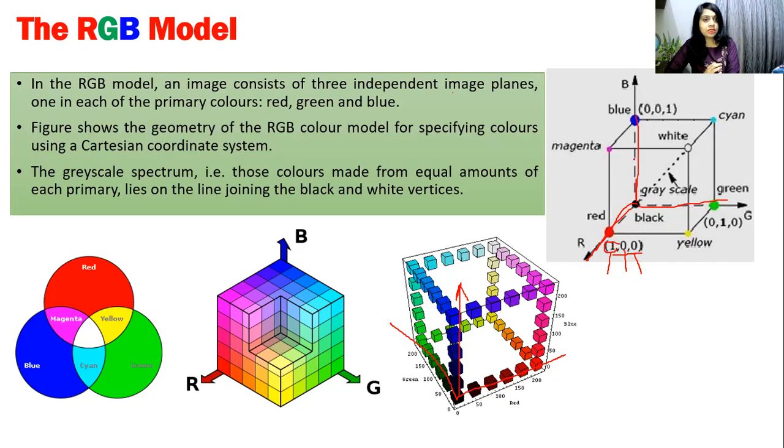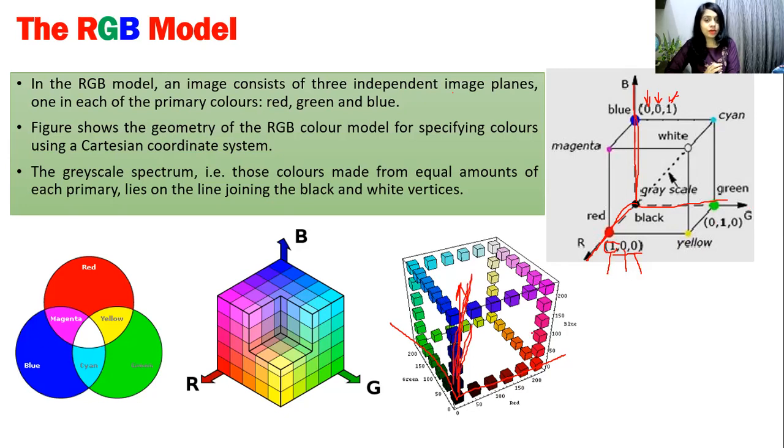If you see this blue plane here, it is 0, 0, 1. This first 0 indicates absence of red color, the second 0 indicates absence of green color, and this 1 represents presence of blue color in this direction. So blue is present in this direction.